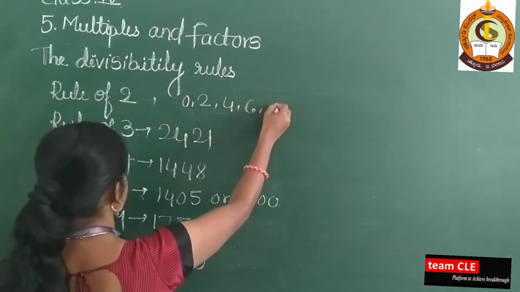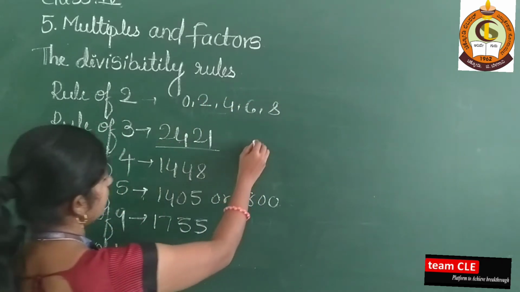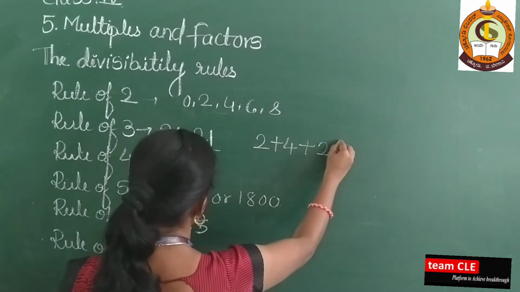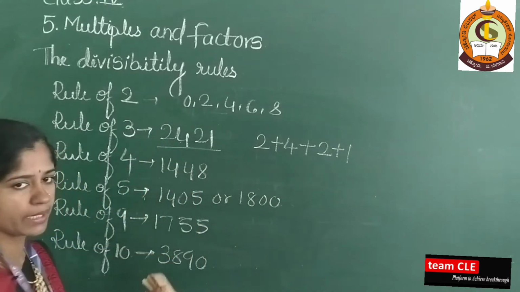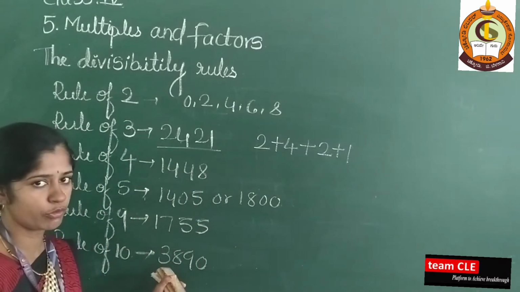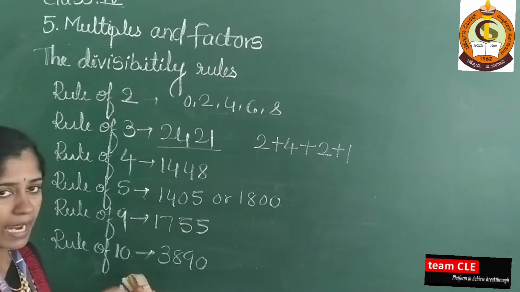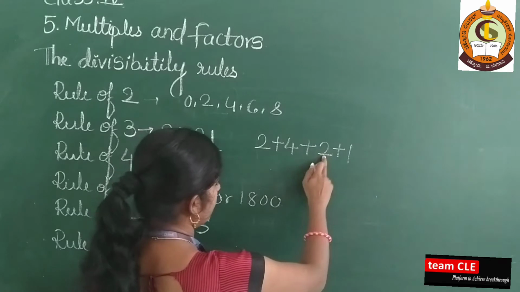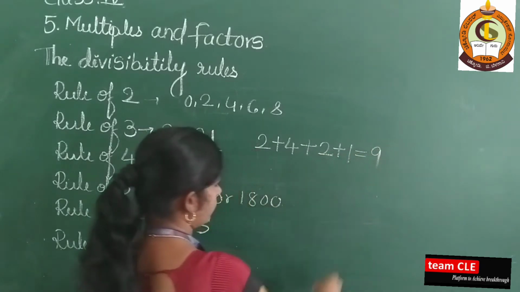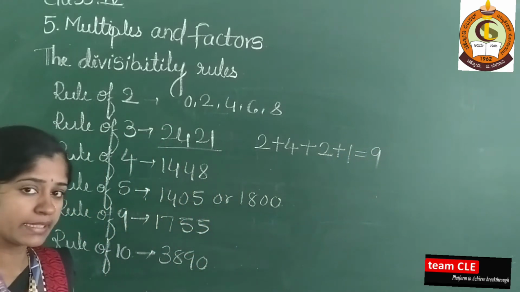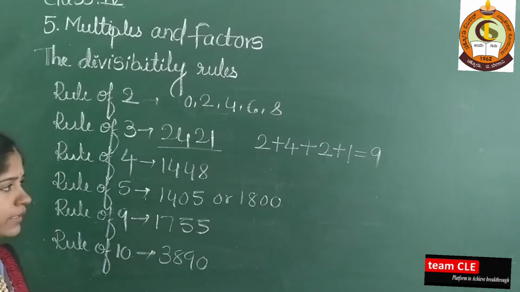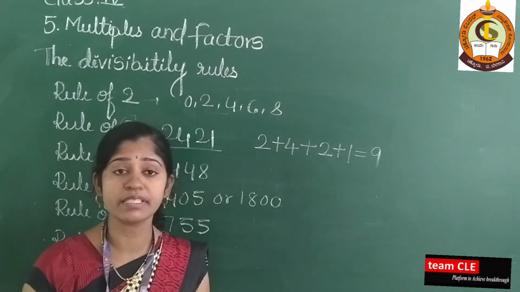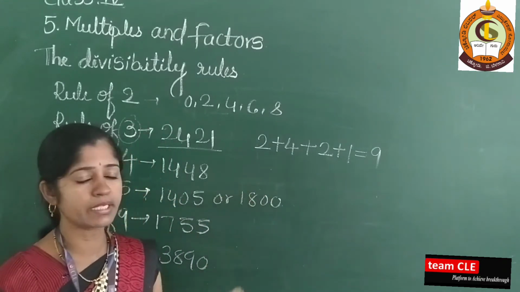Tell me. Yes, see here, take this example: 2 plus 4 plus 2 plus 1. You take one example, I took 2421. Add all the digits. 2 plus 4 is 6. 6 plus 2 is 8. 8 plus 1 is 9. Then tell me, is 9 there in the 3 times table? Yes, it is a multiple of 3. Then this complete number is divisible by 3.